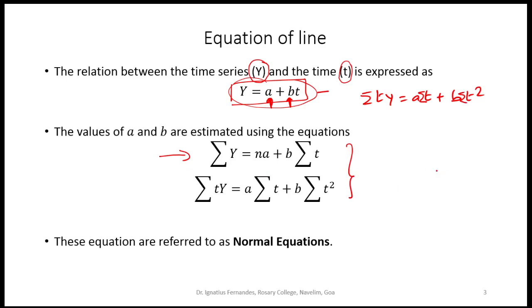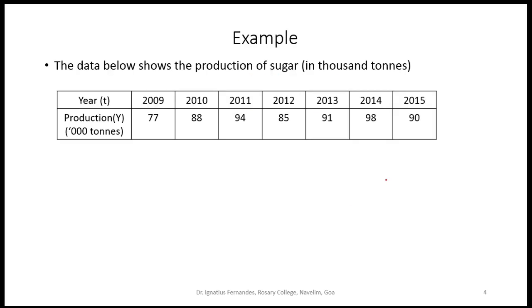So given a time series, the data which will be in terms of t and y, the equation of the line that we assume is y equals a plus bt. All that I have to do is find the values of a and b, which can be found using these two equations. Let's say, for example, I have this data here.